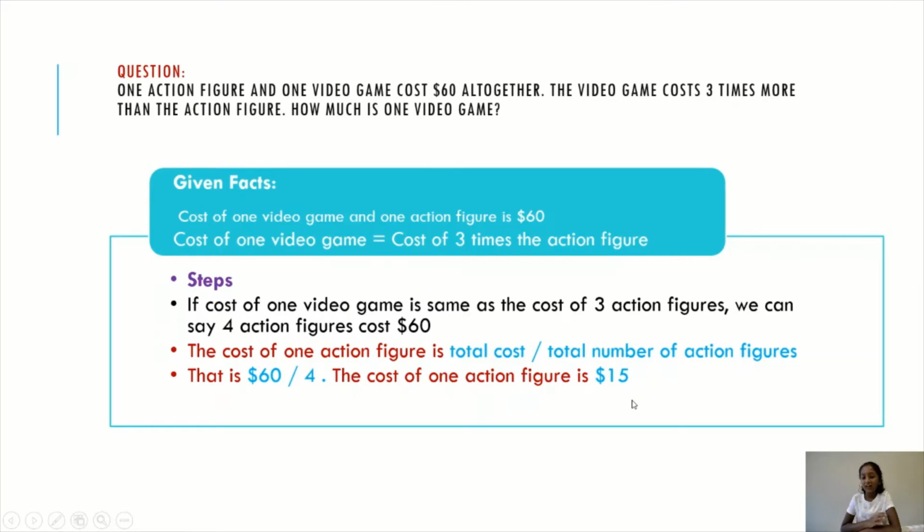Now that you know the cost of the action figure, which is $15, you can easily find the cost of one video game because the cost of one video game is exactly 3 times the cost of the action figure. And if you know the cost of the action figure, what do you need to do to find the cost of the video game? Here's what you need to do. You need to multiply 15 by 3.